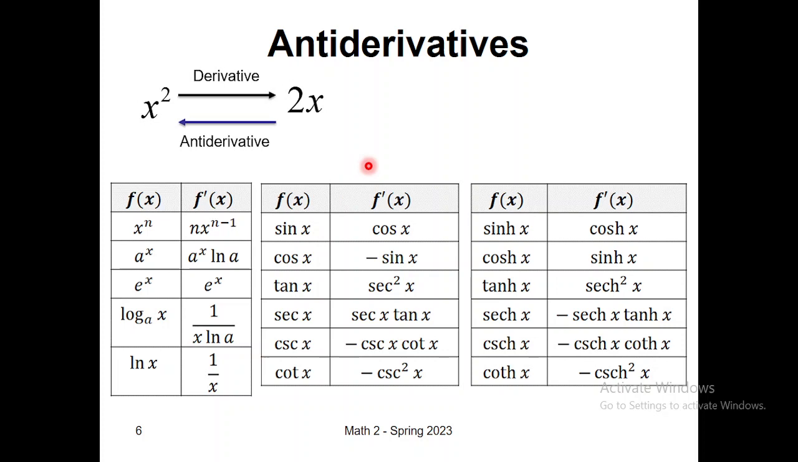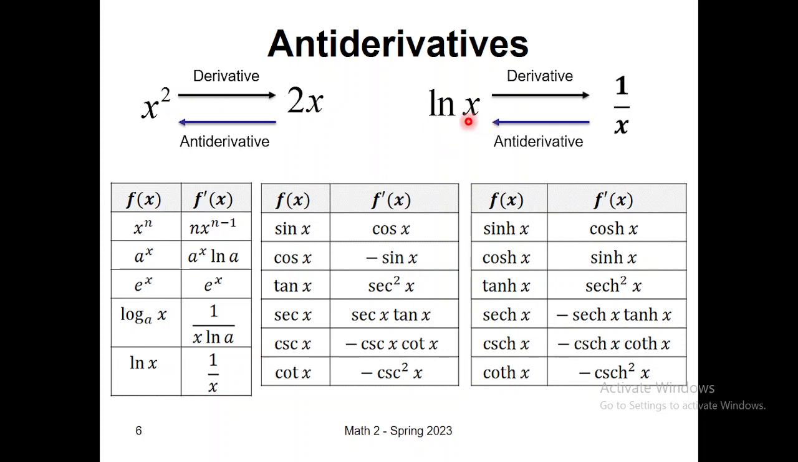Antiderivative, as the name suggests, is the opposite of derivative. So, if we differentiate x squared, the derivative is 2x. So now we say the antiderivative of 2x equals x squared. And similarly, if we differentiate ln x, the derivative is 1 over x. We say the derivative of ln x equals 1 over x. So we now say that the antiderivative of 1 over x is ln x.